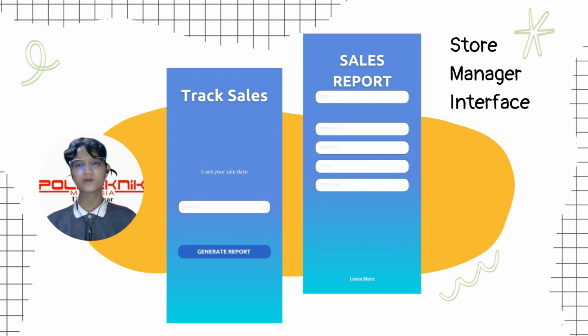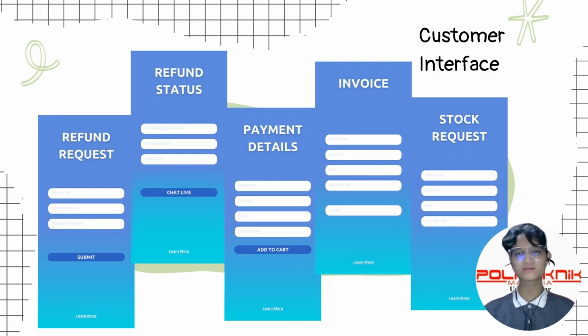And then next we have the store manager interface. In the store manager interface, we can see the sales report of our project, and then we can track sales too. And then lastly, the customer interface. In the customer interface, the customer can make a refund request, and after they make the refund request, they can check the refund status, the payment details, invoice, and stock request.